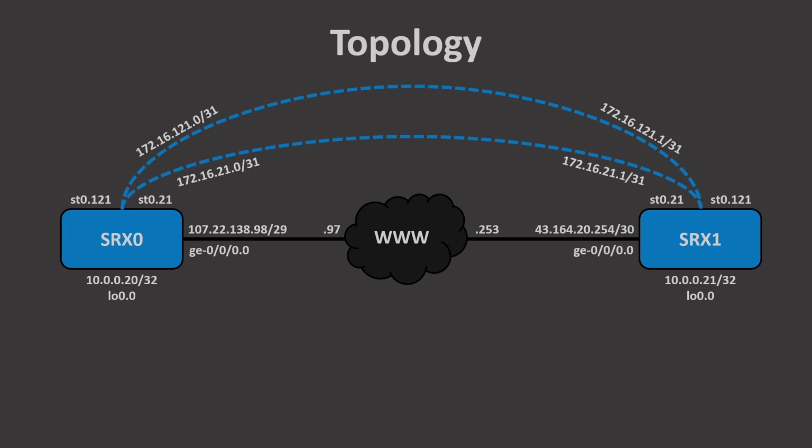So there you have it, folks, how to configure a route-based IPSec VPN with 2 IPSec SAs between 2 Juniper SRXs using PKI certificates for authentication.